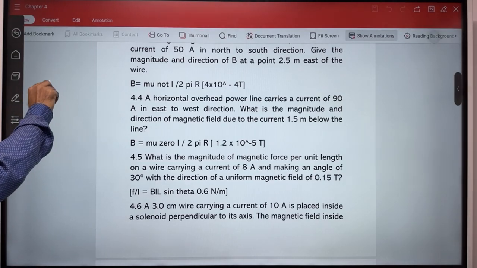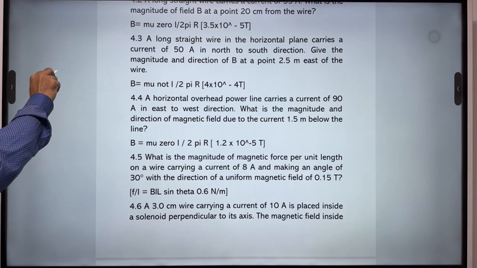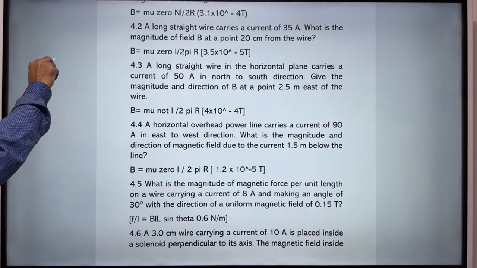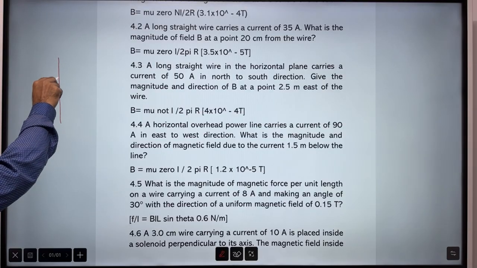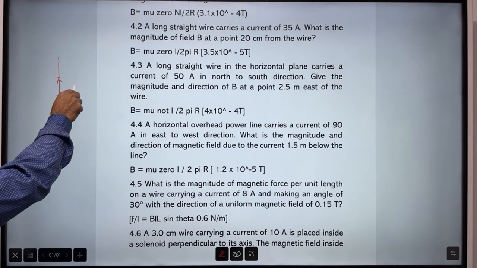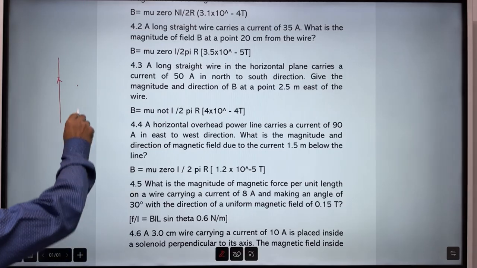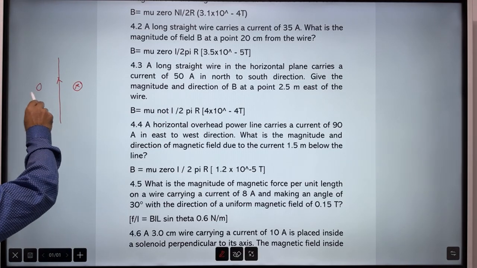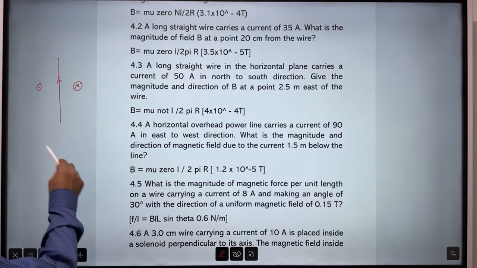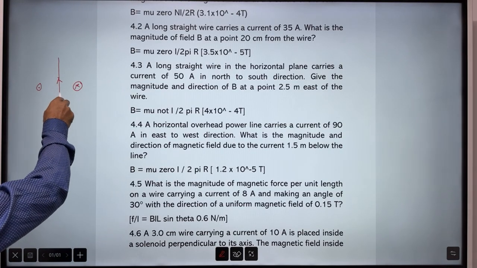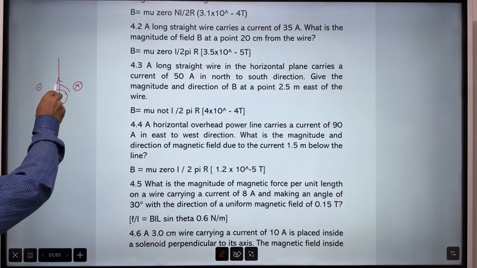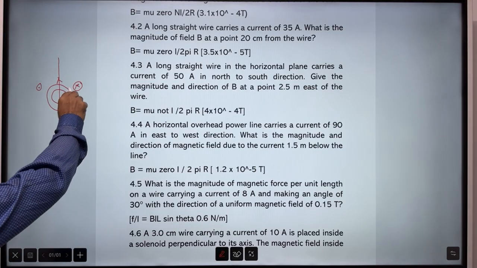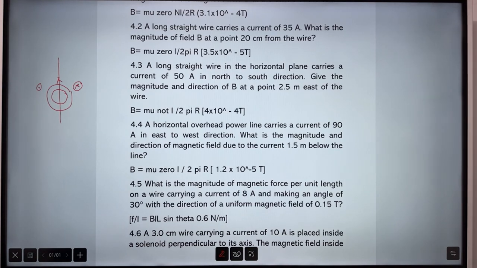So if you remember the concept of how to find the direction, the rule is that suppose you have a wire and the current is in this direction, then to the right of the wire the field will be perpendicular down, and to the left of the wire the field will be perpendicular up. Similarly, here it is very simple. You can draw field lines like this, and along the tangent there will be the magnetic field. So you can easily find it.